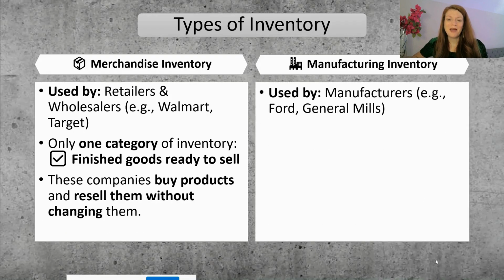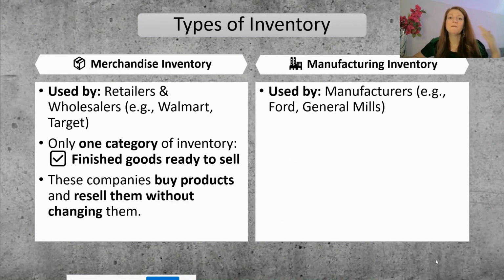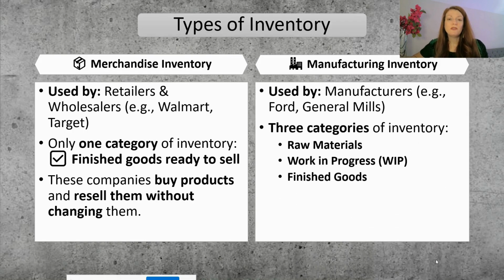So then there's manufacturing inventory. This is used by companies that are actually creating the products, like Ford creating their vehicles, or General Motors. General Mills. They have so many different products that they create, like cereal. So these have three categories, and you should recognize these if you have taken managerial accounting or cost accounting. There's going to be raw materials. This is where it's just parts or it's just ingredients. So they've purchased sugar and flour and oil if they're making cakes. That's the raw goods.